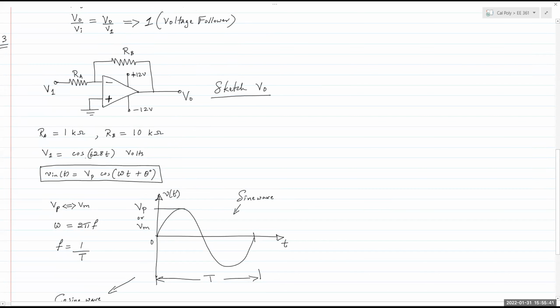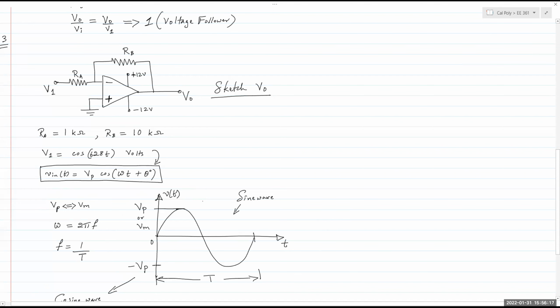V1, the input, is given as cos of 628 t volts. If you compare this to the standard expression for a time varying sinusoidal waveform, you get V in of t, which is V peak cos omega t plus theta. You can extract information about the peak value, Vp or Vm, right? The peak value or the magnitude, which in the waveform right here, if you remember from EE201, is 1 positive peak or 1 negative peak, right? So it just gives you information about 1 peak.